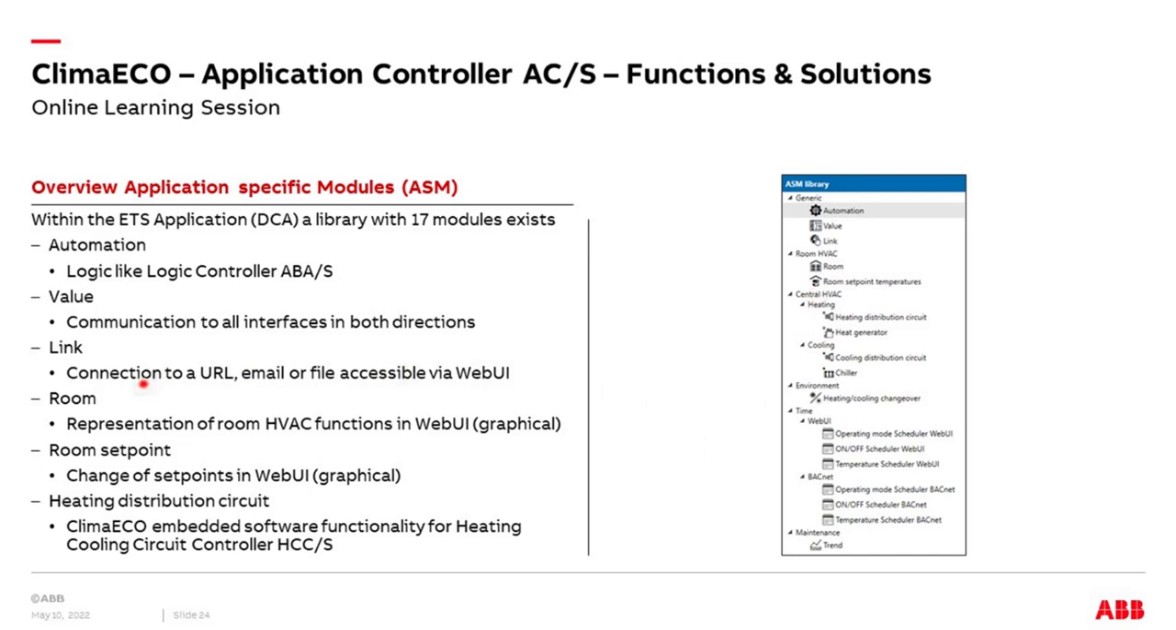Link is nothing else but a connection to a URL, email, or file within the WebUI. And this morning I got the question, what happens if I have more than one application controller in a project and I would like to operate both components? Is it possible in one WebUI? Not really. You access only one application controller at the same time, but you can create a button and via the IP address of the second application controller, you can jump directly to the next component. It's also easily possible.